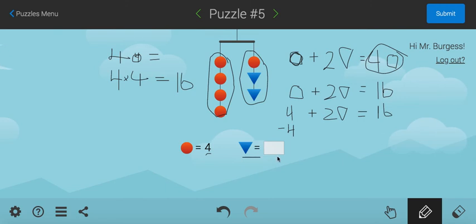Look at this. This is the goal. You want to have triangle equals something. You don't want a 4 and a 2 in front of it. You've got to get rid of those things. So I've got a 4 here. I've got to subtract the 4.